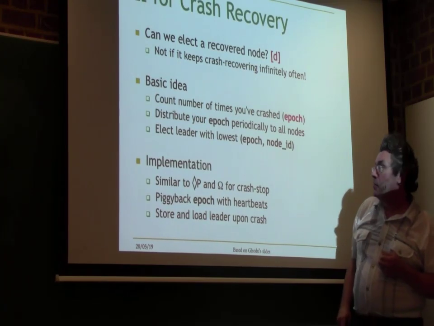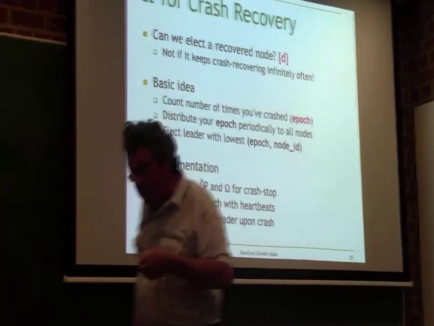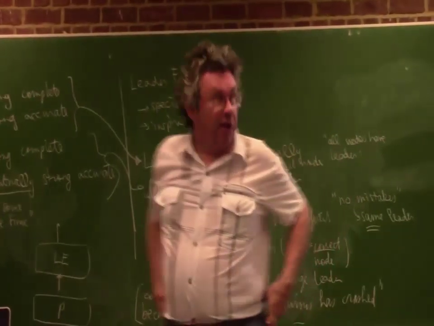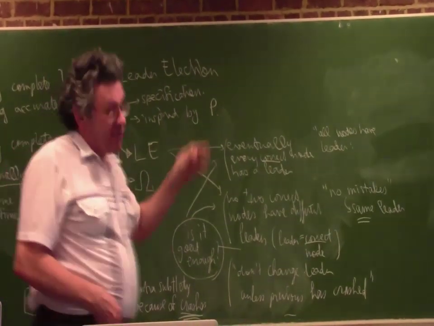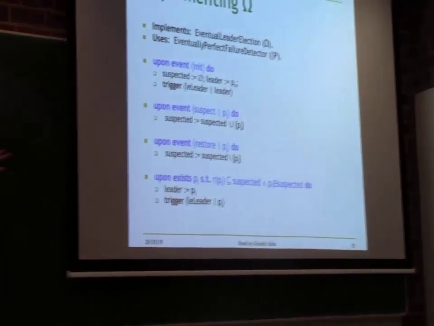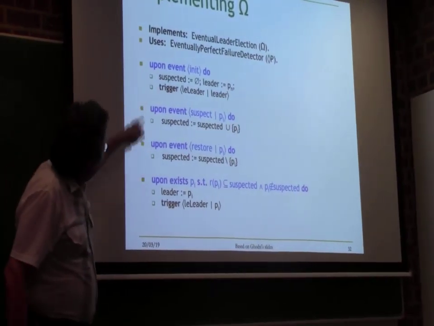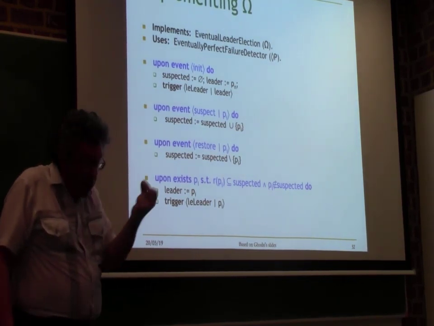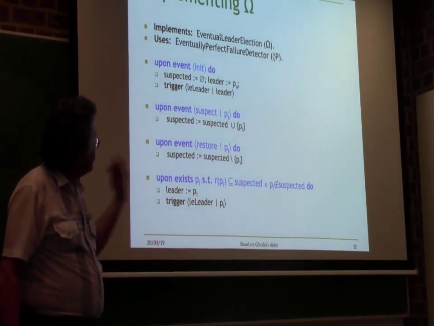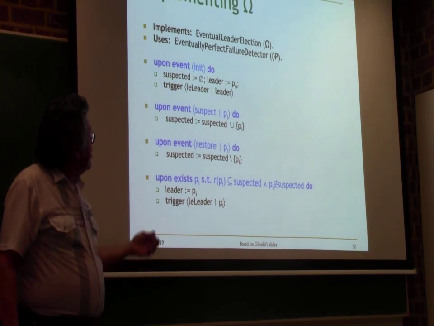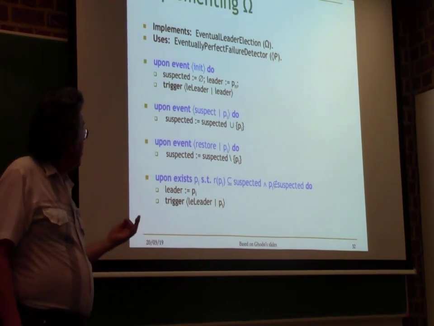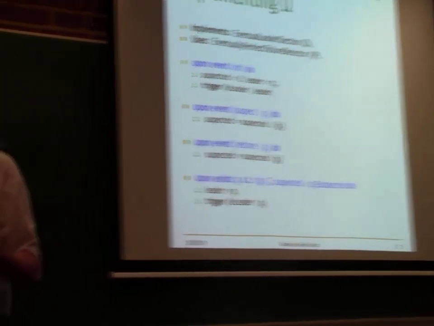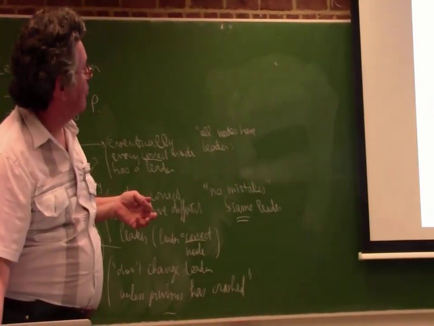Okay. So the algorithm, you can actually extend it easily to work on crash recovery. The same one that we did here works for crash stop with an eventually perfect failure detector. By adding epoch, you can extend it for crash recovery. So you can do leader election on a disk system, for example.